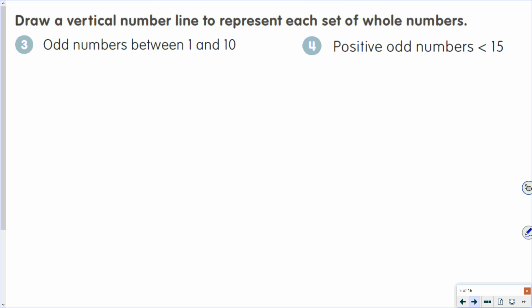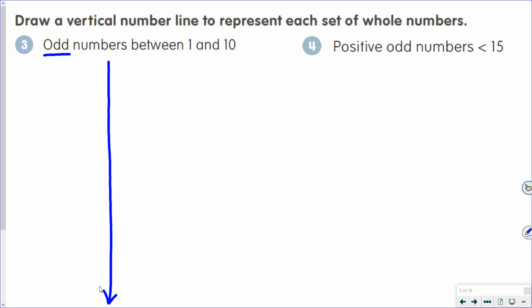Now we want to draw a vertical number line to represent each set of whole numbers. So for number 3, we're going to have that vertical number line, and we want odd numbers between 1 and 10. So we need to know what odd numbers are. Odd numbers are ones that you cannot divide evenly by 2.